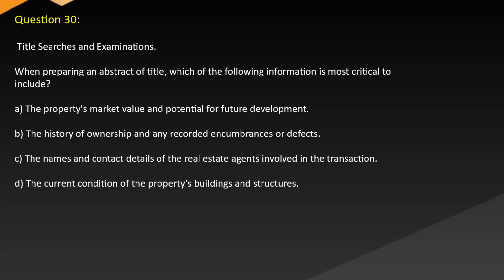When preparing an abstract of title, which of the following information is most critical to include? A. The property's market value and potential for future development. B. The history of ownership and any recorded encumbrances or defects. C. The names and contact details of the real estate agents involved in the transaction. D. The current condition of the property's buildings and structures.